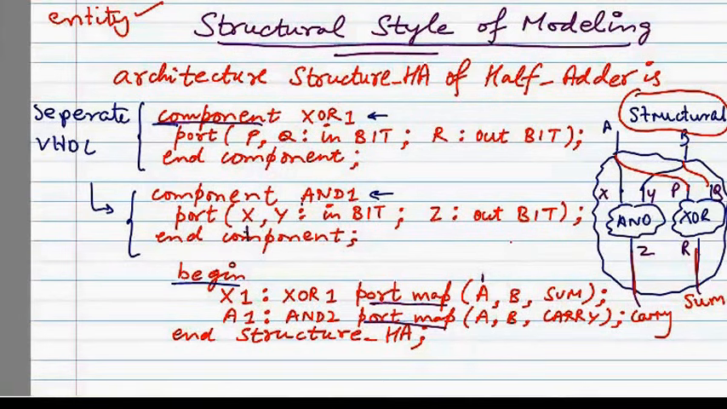connect to my R. So I use the keyword port map, which will map the ports A to X, B to Y, similarly A and B to these two, and carry to my R. Just for your reference, we'll be looking at this in the future. Don't worry, we'll be looking at the structural style of modeling in great detail in the future.